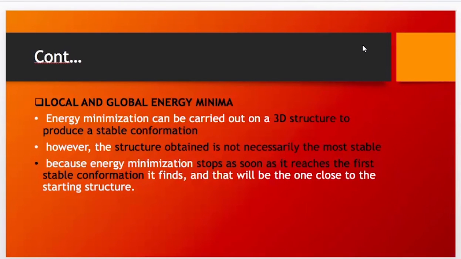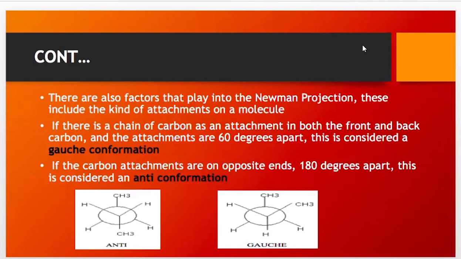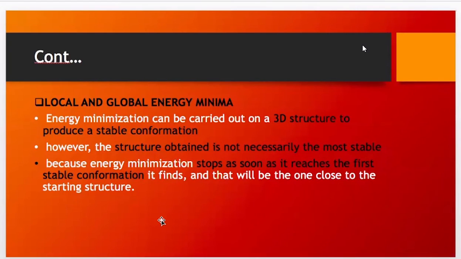Okay, and just continuing from that, the same issues with energy minimization. There's what we call the local and global energy minima. So we have that 3D structure. Like I've mentioned from the previous gauche and anti-conformation, you have this 3D structure.